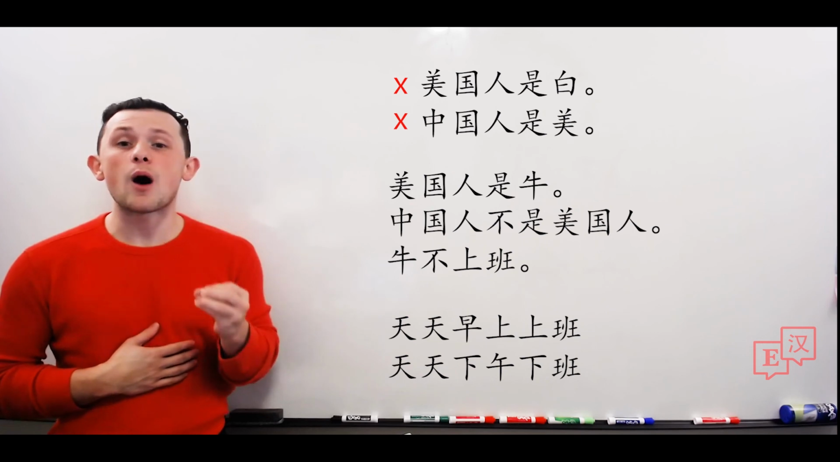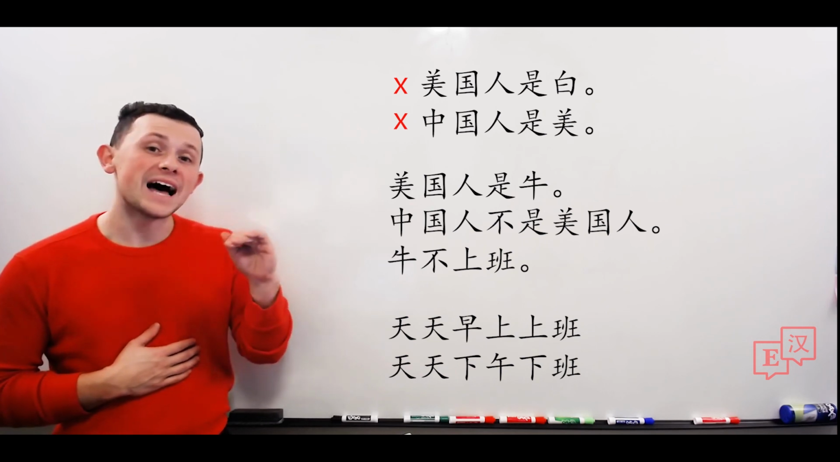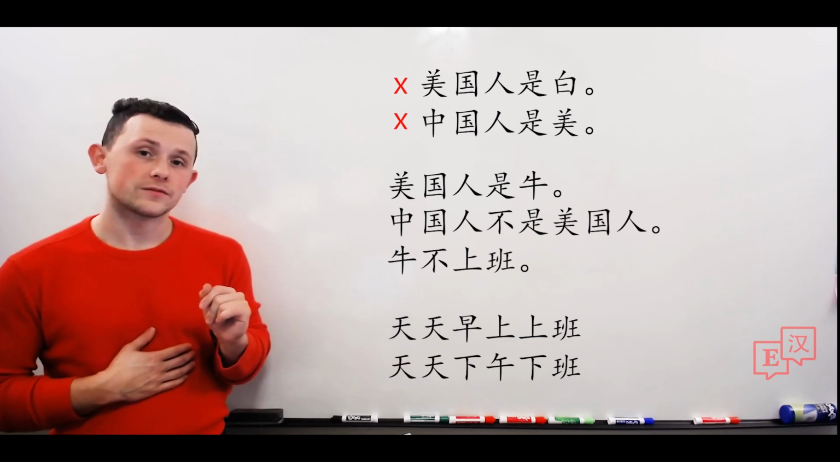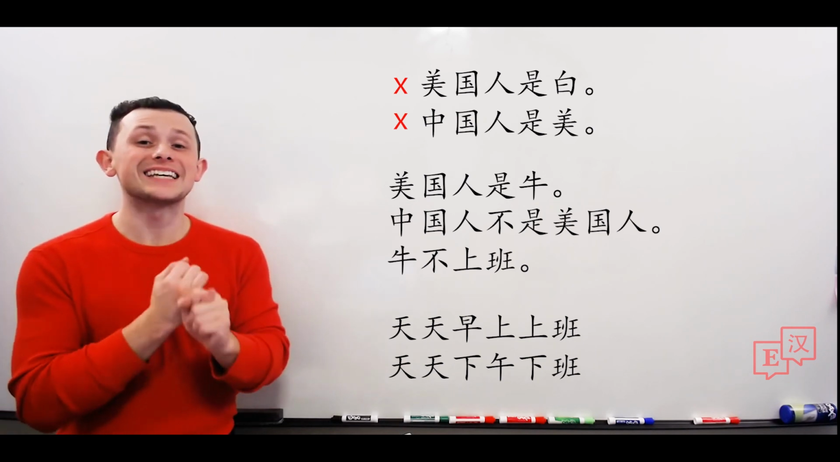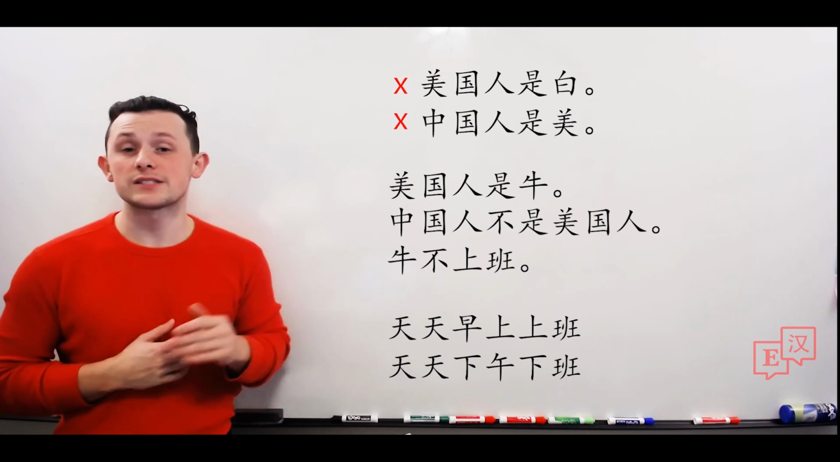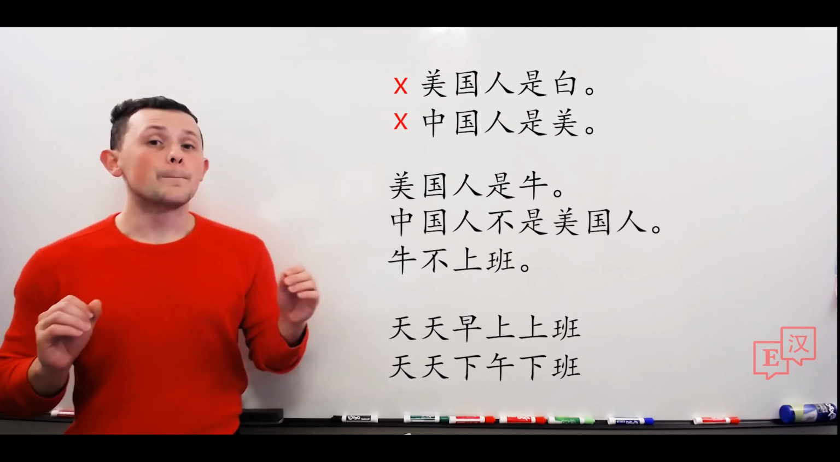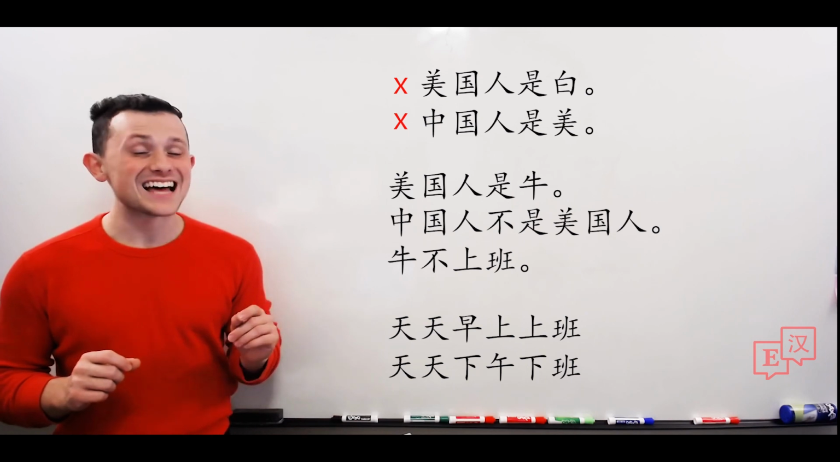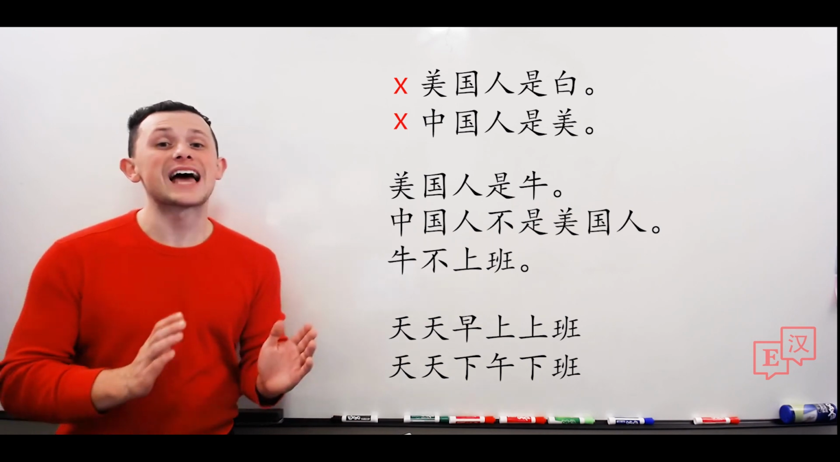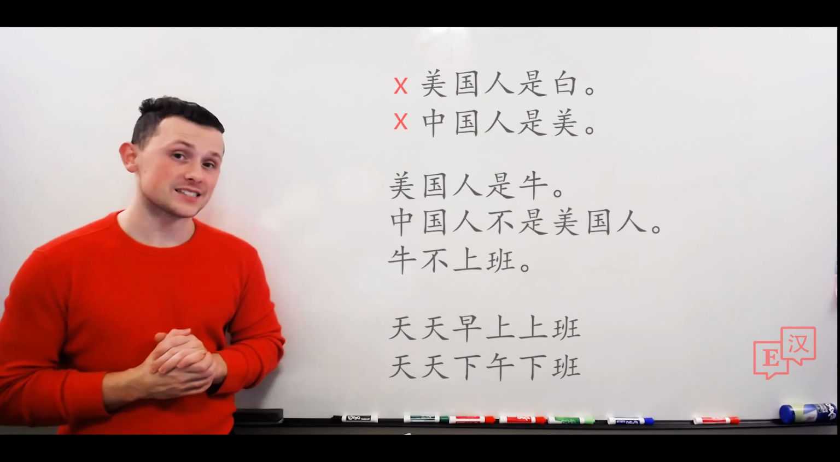天天下午下班. So our takeaways: 是 cannot link nouns to adjectives, only nouns to nouns. 不 can go before any adjective or verb. And last, time goes at the beginning of our sentence.